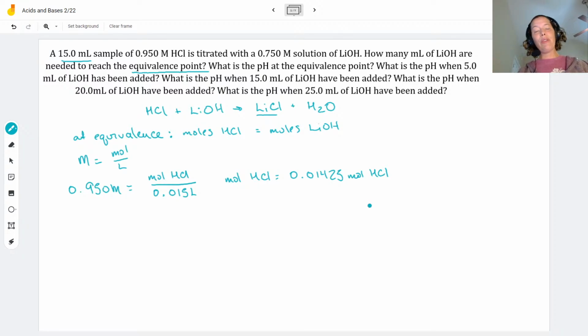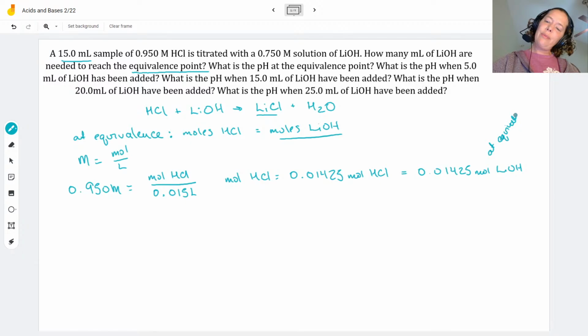So that is how many moles of hydrochloric acid I have in probably my Erlenmeyer flask, because I'm doing this titration, right? Okay, so again, at the equivalence point, I need to have this many moles also of my base, of my lithium hydroxide. So this is going to be equal to the same number of moles of lithium hydroxide, and I'll write up here, this is at equivalence. Okay, great. So I know how many moles I need at the equivalence point.